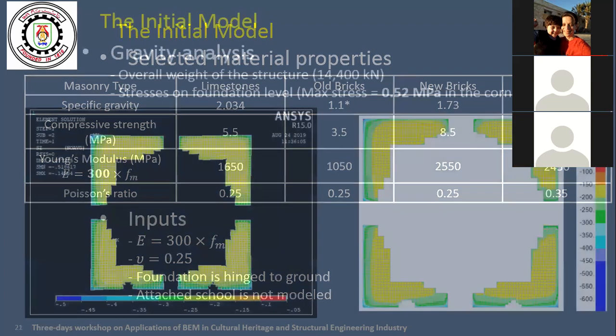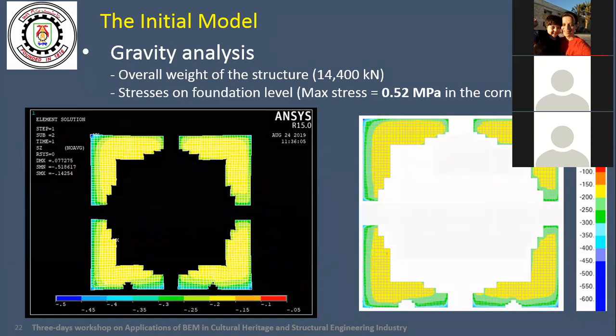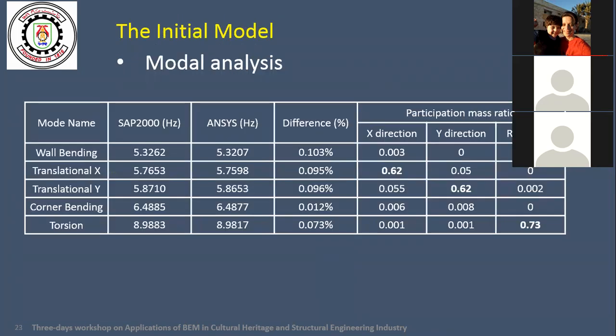This is the gravity analysis. This is a plan for the mausoleum with the corner walls clear, and the maximum stresses were computed at the foundation. We did also modal analysis and identified the mode shapes with the different shapes. This first mode is bending, wall bending. This is a translation in the X direction, translation in the Y direction, corner bending, and torsion.